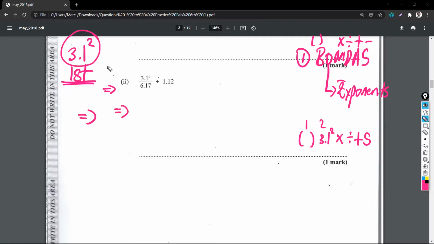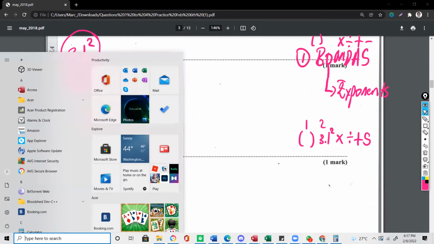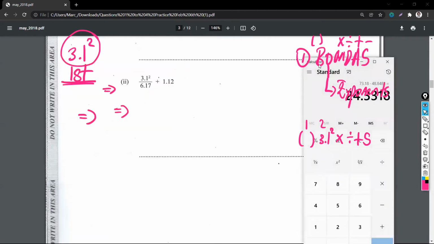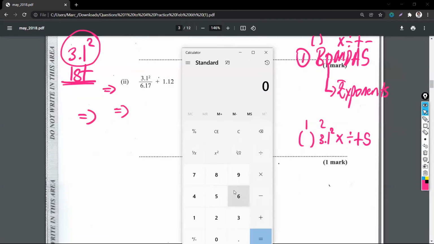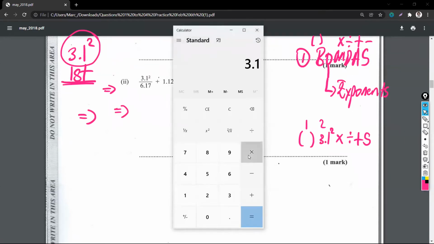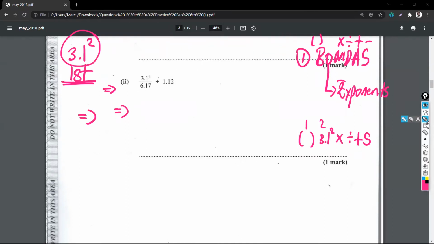So that's the first thing we're going to do, guys. We're going to say 3.1 squared. Let's use our calculators for that as well. 3.1 squared, guys, is 3.1 times 3.1, and this will give us 9.61. Make sense, guys?